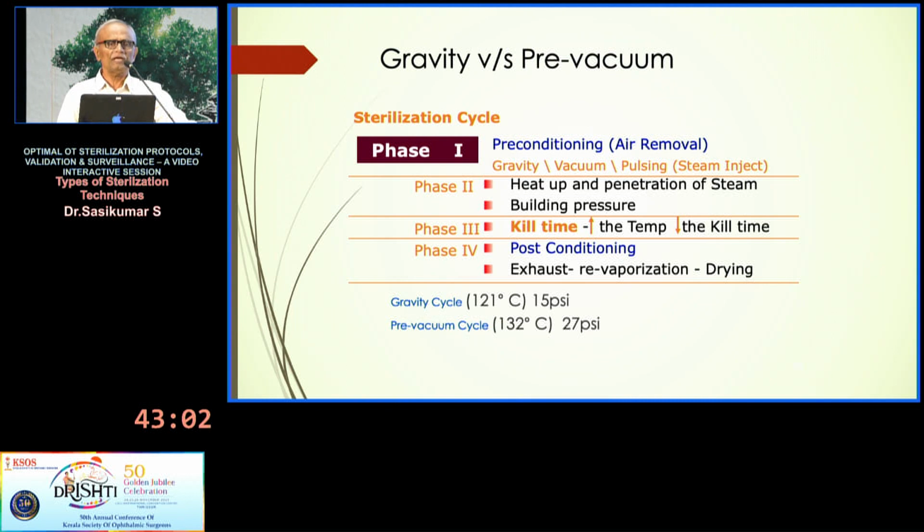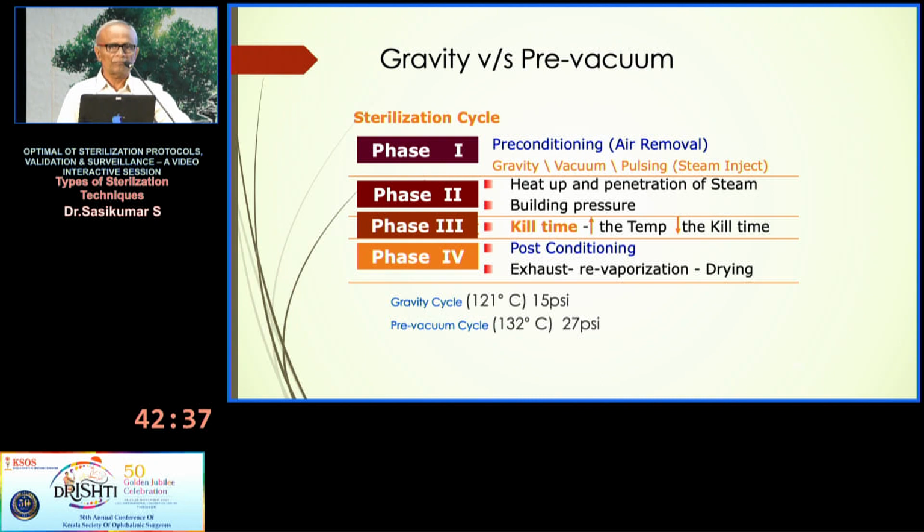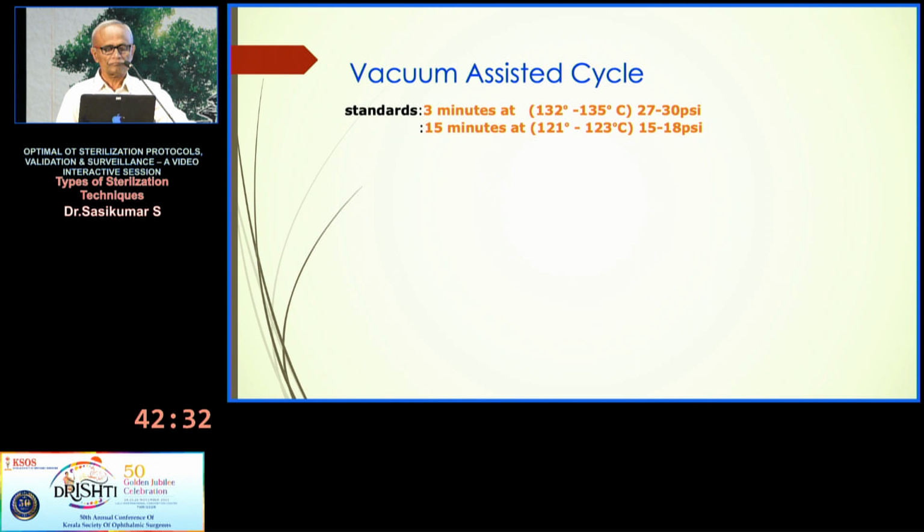First is the preconditioning, where the air is removed, by gravity or by vacuum. We will come to that later. In the second phase, there is the building up of pressure and steam. The third phase is the kill time, where the pressure and the temperature are maintained to kill the spores. In the fourth phase, there is post conditioning, where the pressure is slowly released and drying occurs.